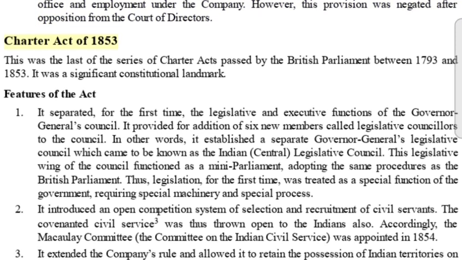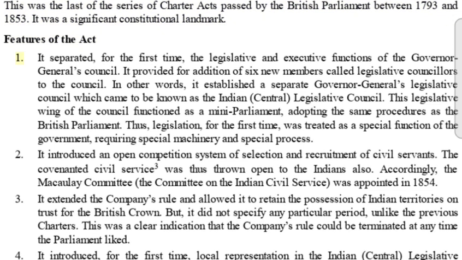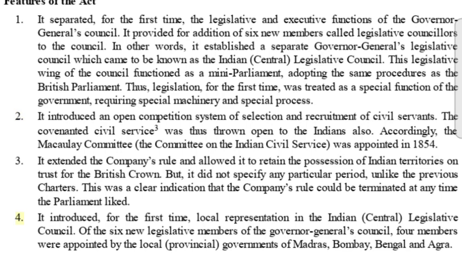Charter Act of 1853. This was the last of the series of Charter Acts passed by the British Parliament between 1793 and 1853. It was a significant constitutional landmark. Features of the Act. 1. It separated, for the first time, the legislative and executive functions of the Governor-General's Council. 2. It provided for addition of 6 new members called legislative councillors to the council. In other words, it established a separate Governor-General's Legislative Council which came to be known as the Indian Central Legislative Council.